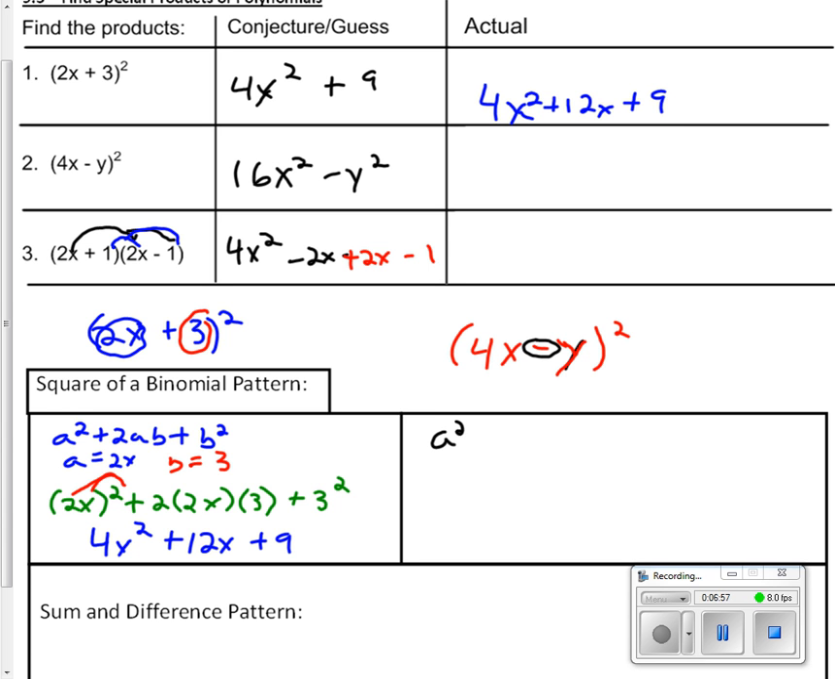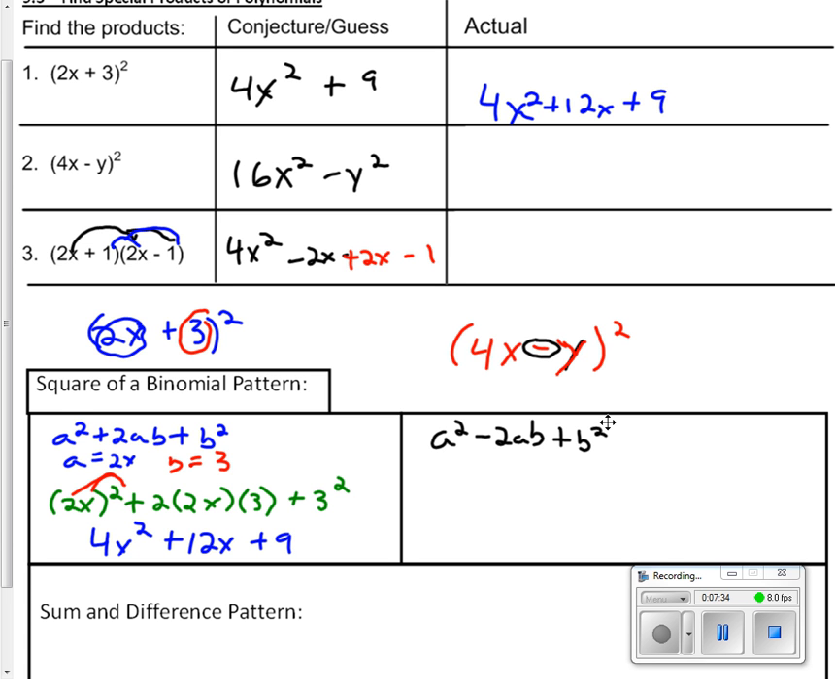So I have a squared, instead of plus now, it's minus 2ab. And then I end up having the plus b squared in the end. So the only thing that's different in my binomial pattern is the difference between a positive 2ab and a negative 2ab. On the first one, I had plus between the terms of my binomial, so I used the plus 2ab. In the second one, I have a minus between the 2 terms in the binomial, so I'm going to use a minus 2ab.